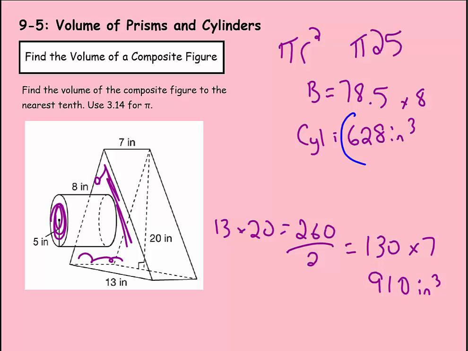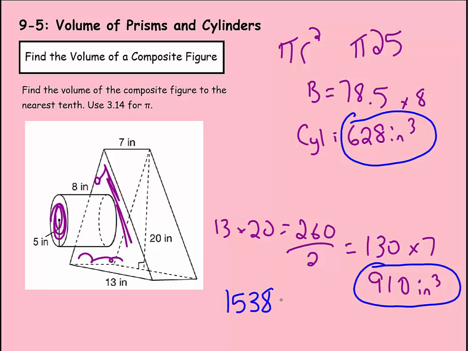So now we found the volume of the cylinder, and we found the volume of the triangular prism. We can add those together to get our total amount. 910 plus 628 equals 1538 inches cubed. And this would be the total volume of this composite figure.